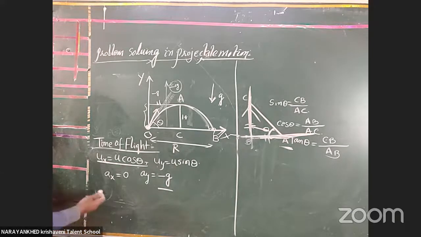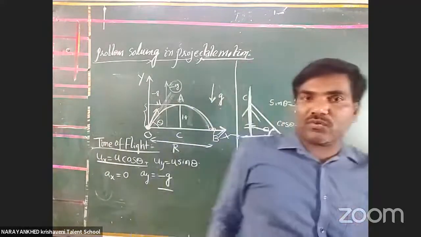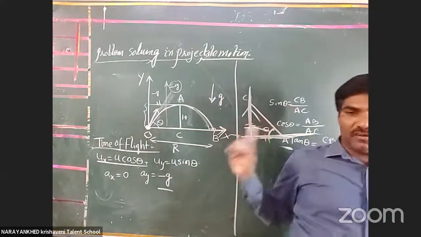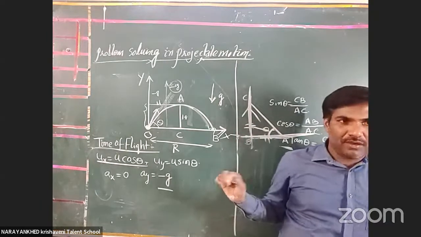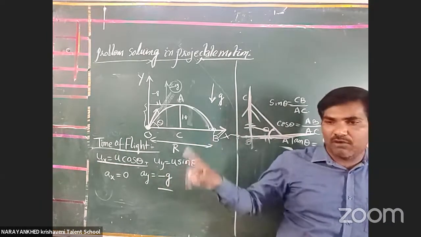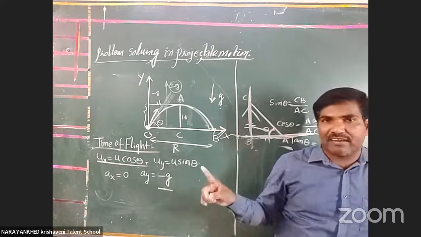This is the second step. In the first step we already considered along which axis the motion is there. Along the y-axis the motion is there, especially. Now the second step: what is the value of u? What is the value of v? What is the value of acceleration?